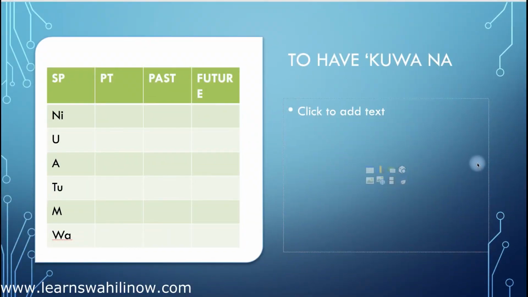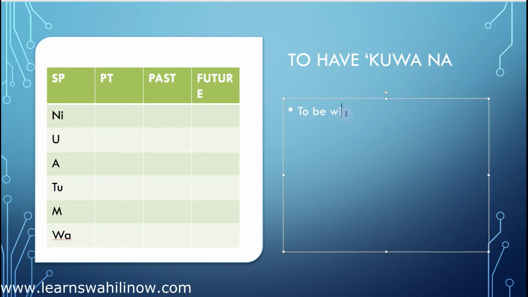In this brief video, we're going to be talking about the verb to have. This is another one that shows possession. We have already talked about the verb having, or enye, but today we're going to be looking at to have, or kuwa na. In Swahili, this literally means to be with. This will change according to the different noun classes and the different tenses.